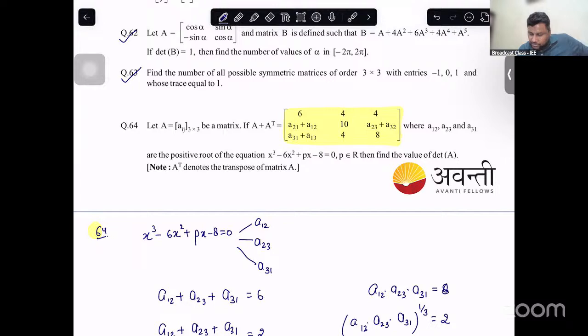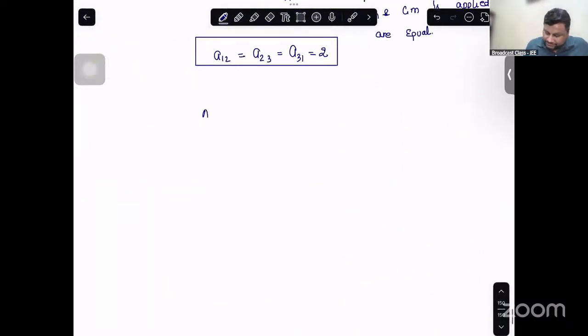Now, A12 plus A21, this is twice of A11. This is twice of A22. And this is twice of A33. That means A11 is 3, A22 is 5, A33 is 4. Now let us design the matrix A. This is going to be 3, 5, 4.